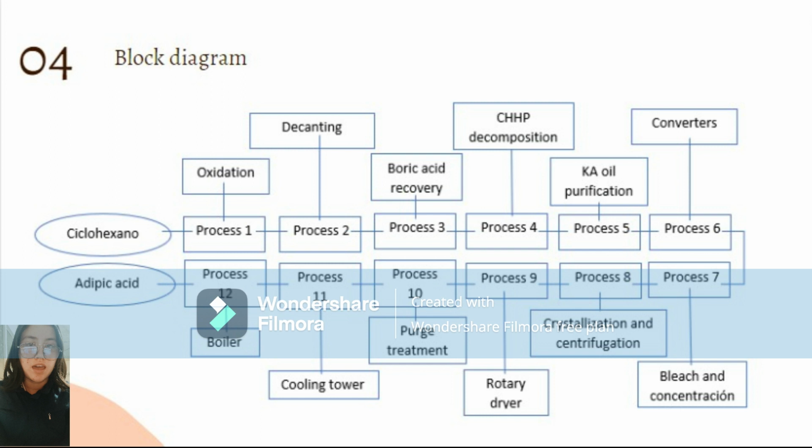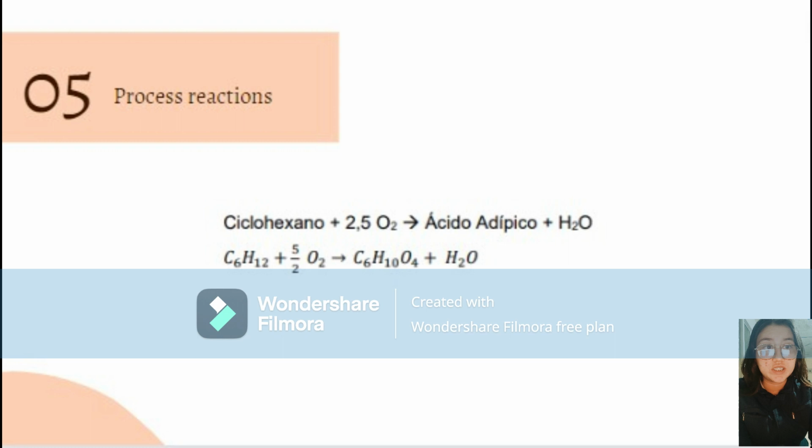If we were to pose equations in order to describe the reaction from the most theoretical point of view, we can see that one molecule of cyclohexane reacts with 5½ molecules of atomic oxygen, resulting in one mole of adipic acid and one of water.